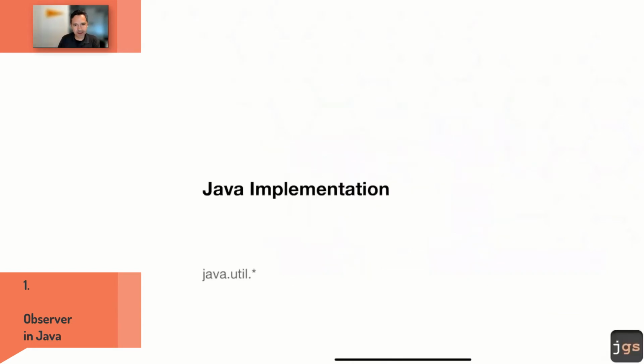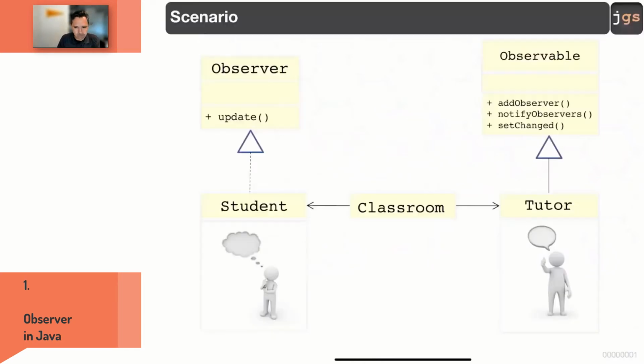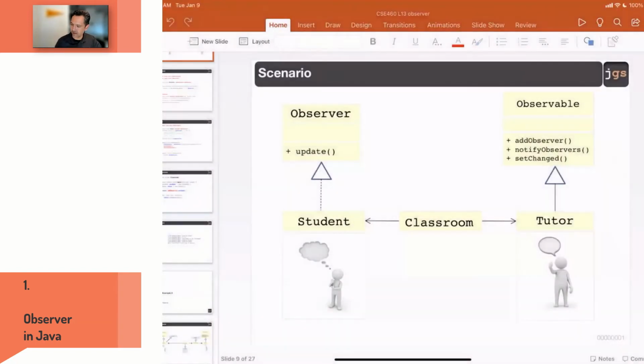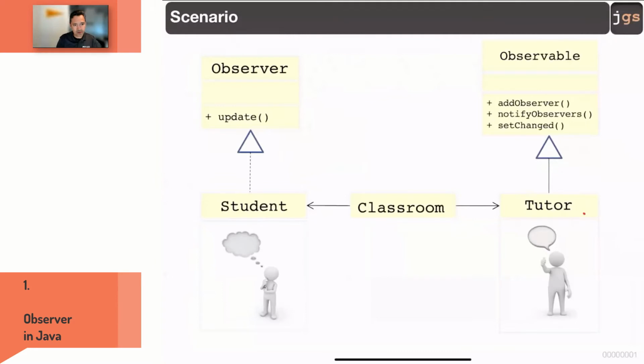How does that work? Let's check one example and then we can do an exercise. For the example, we start with the idea from before: I want a student, so I'm going to create this class, and I want a tutor or a professor. They are going to be two objects in a classroom. The student should be an observer, observing the tutor. The tutor is going to be the observable, the subject.